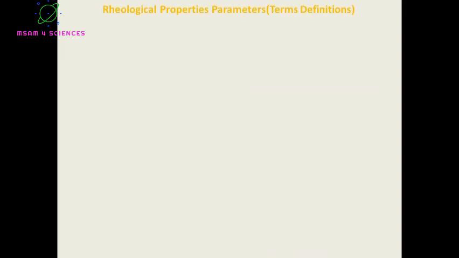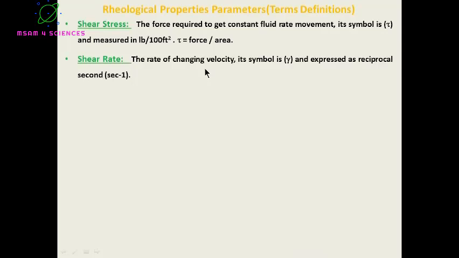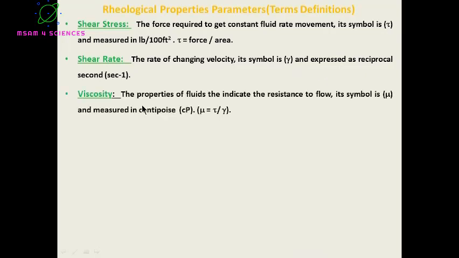There are some parameters that can be used to calculate or define the rheological properties. First, shear stress. Shear stress is the force required to get constant flow. The symbol in Latin is shown here, and the unit of measurement is pound per 100 square feet. Shear stress equals force per area. Shear rate is the rate of changing velocity. Here is the Latin symbol, and it is expressed in reciprocal seconds.